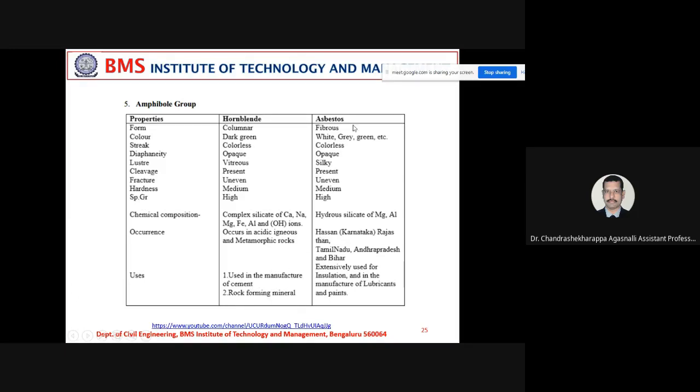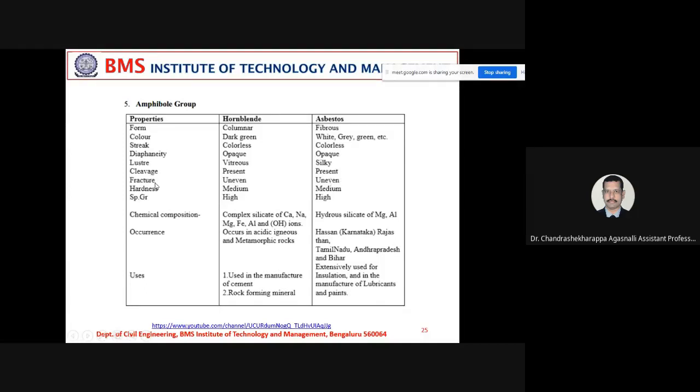And asbestos is of fibrous nature. It's just like a thread. I'll show you the picture of this. Color will be gray, green, a number of different colors. Streak is colorless, white. Diaphaneity is opaque, and luster will be silky, like silk saris. It's like a thread. Cleavages are present, uneven.